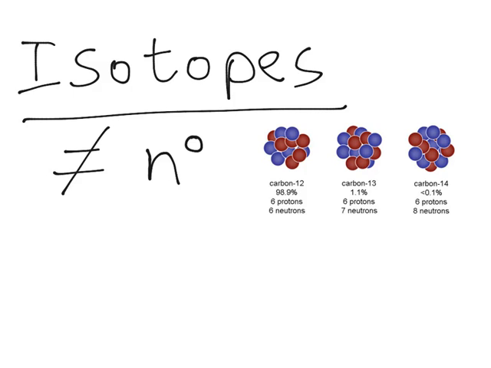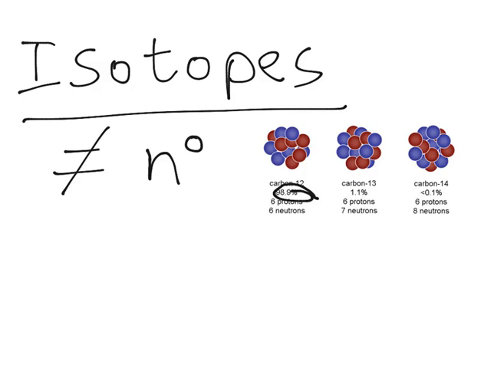Carbon-13 will have 6 protons, just like carbon-12, but again, it will have a different number of neutrons, making it an isotope. And carbon-14 will have the same number of protons, 6, and 2 more neutrons. So again, it is a different number of neutrons. These numbers here also represent the abundance. Carbon-12 is the most abundant, at 98.9%. Carbon-13 is 1.1%, and carbon-14, which is radioactive, only occurs at 0.1%.